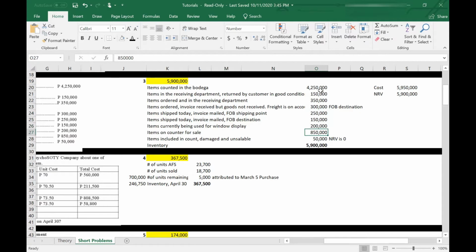Items currently being used for window displays, of course, inventoriable. Items on counter for sale, of course, inventoriable. Items included in count, damaged and unsaleable. Technically, the cost of that would be 50,000 pesos.